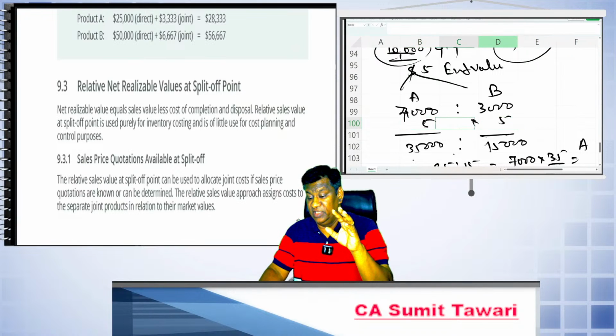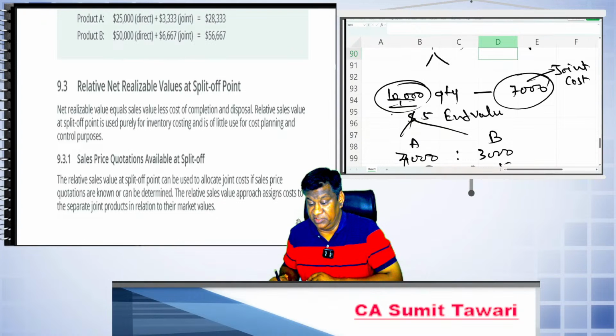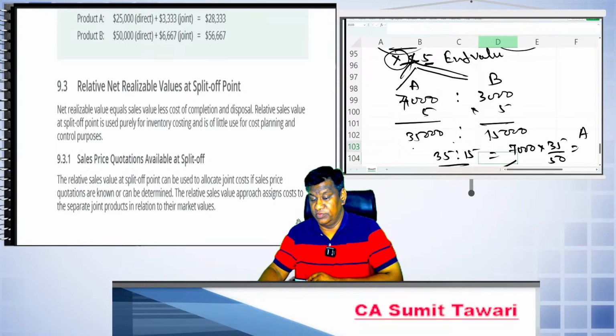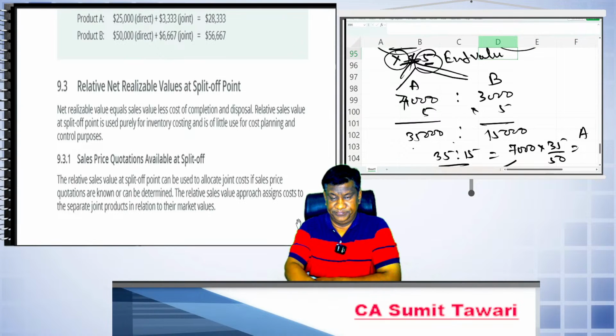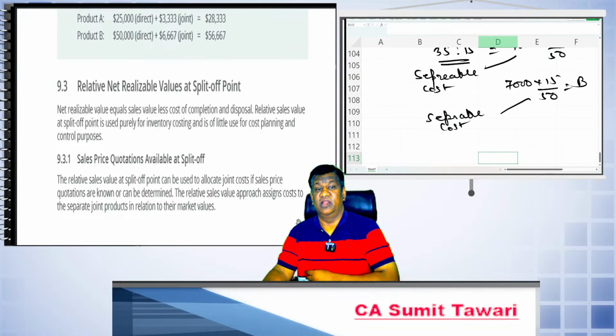The $5 is basically the product X, if I consider it at joint level, and then it is bifurcated. So the sale value of the product X is $5. So it's not of product A and product B, it's of product X. Yes, it is the sell price of the product X. Correct. Okay, sir, got it. So this way we can allocate on sell price quotation available at split off.